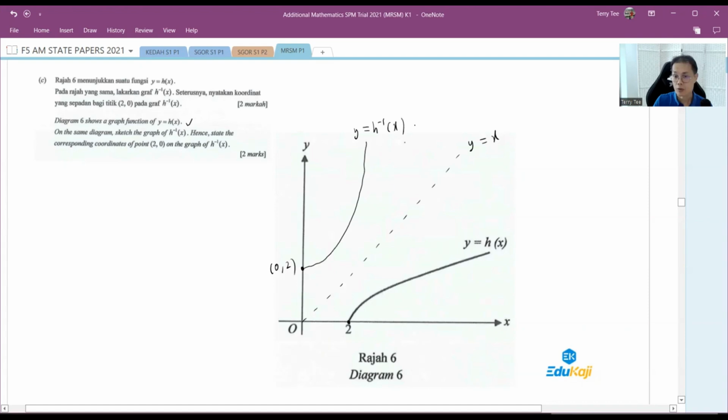That's it. That's all we need to do. Just draw a reflection. They say state the corresponding coordinates. So to state the coordinates, in this case it is just 0, 2. You reflect over the corresponding coordinate of 2, 0 here, it becomes 0, 2.